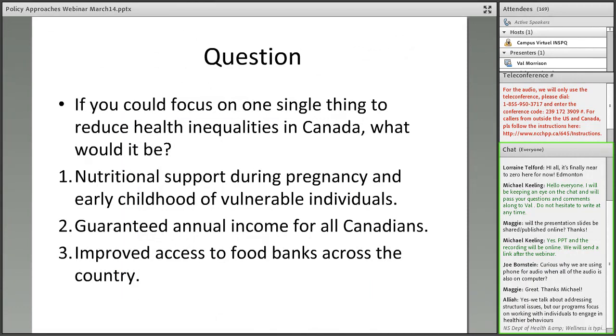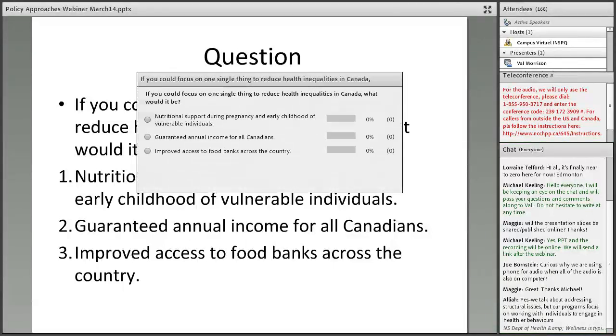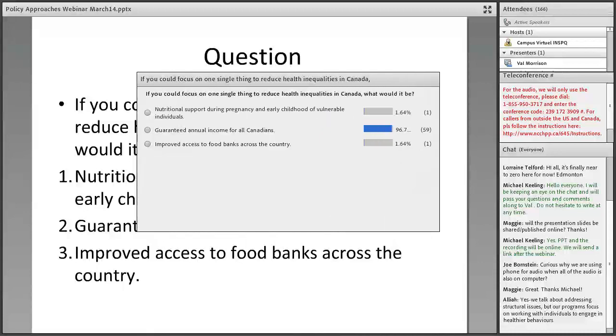Okay, so I'm going to ask a quick survey question that Mylène will put up again before we start to look more in depth at the policy approaches. It's just a quick, off the top of your head question about what you think the single most important thing to focus on to reduce health inequalities in Canada would be. So just to get a sense of what you think of these. And note that all three that are there have either existed or been proposed, either here in Canada or elsewhere.